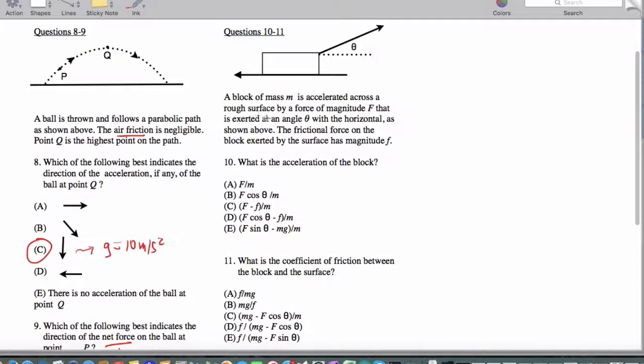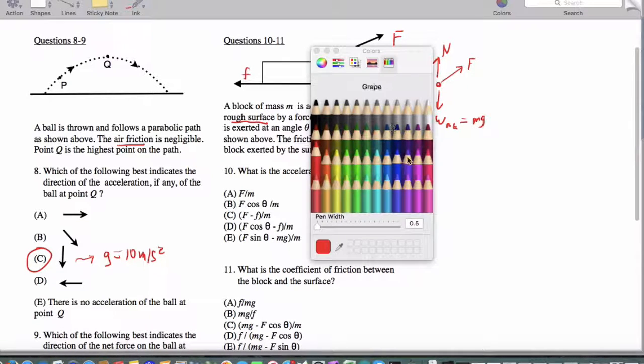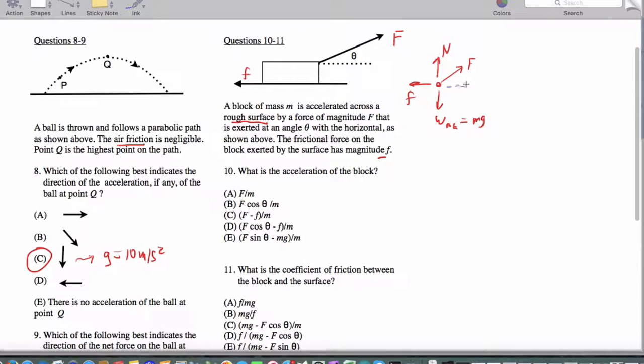And number 10, a block of mass m is accelerated across a rough surface. That means we have friction. We want the acceleration of the block based on the knowns that we have here. So this is F. We have friction here. And let's actually draw a full free body diagram. So I'll have F. I'll have weight equal to mg. I have the friction force here that's a given. I have a normal force pointing up. Now let's talk components. I'll have F cos theta here and F sine theta here.